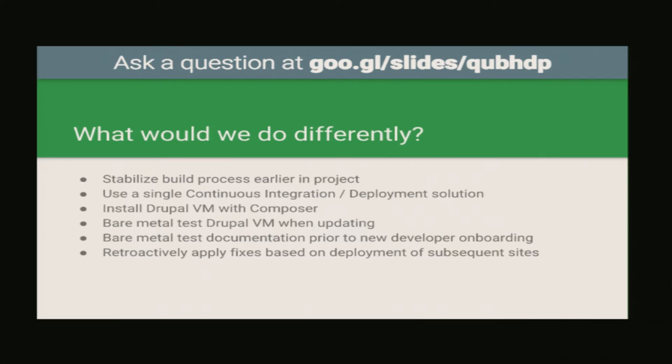Retroactively apply fixes based on deployment of subsequent sites. Basically, make sure that lessons learned, something that may have been interpreted as a fix to one site, actually should be a fix to both sites or all the sites that are enabled. You need to make sure that there is that kind of feedback mechanism, especially if you're working with multiple teams maintaining the different sites, so there's a clear understanding: hey, by the way, this really should be a common feature or common change that is made.